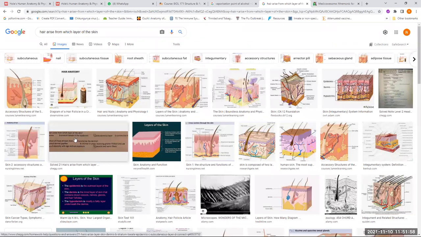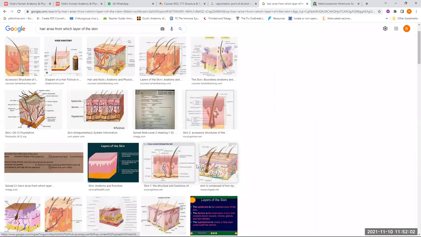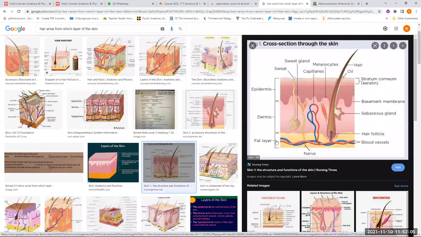Somebody has a multiple choice question on it as well. So we're seeing it arising here. It's from this layer here. So this one would be the dermis, correct. So most definitely the hair arises from the dermis. Now, what do you notice here? Anybody seeing that? Now we said the dermis, but have a look. What is happening here? Somebody talk to me.